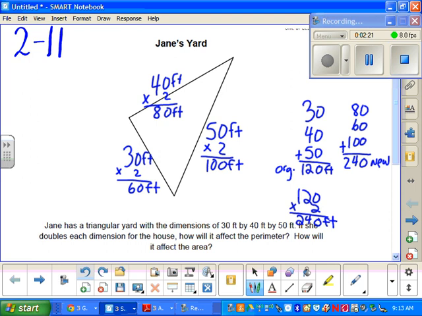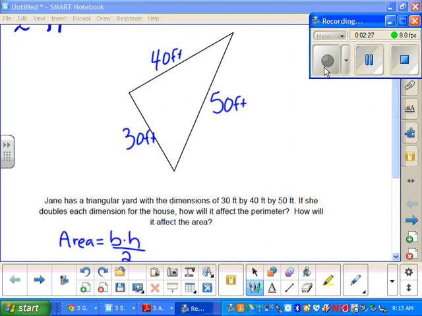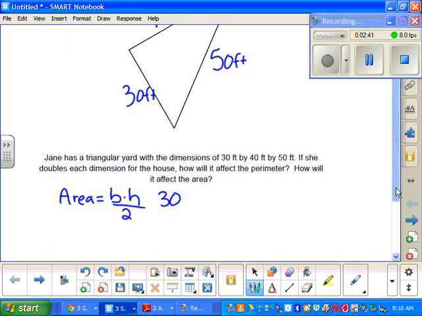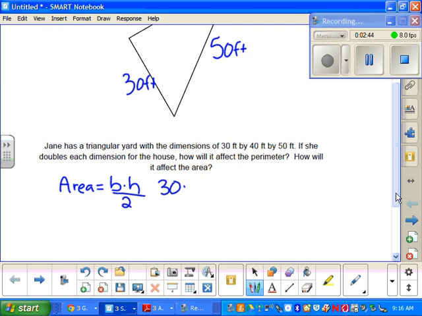Now let's look at area. How will it affect the area? Area equals base times height divided by 2. So we're going to take the base of 30 times the height of 40. These are the original dimensions. And we're going to divide that by 2. So 30 times 40, which is 120, divided by 2, which will give me 60.